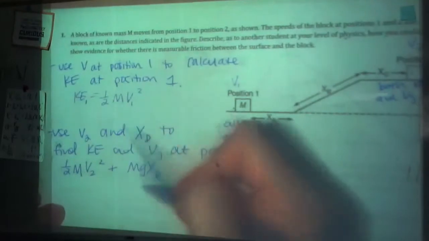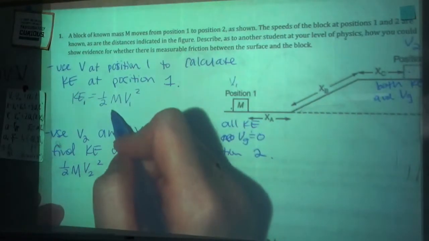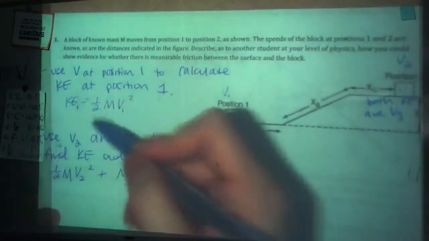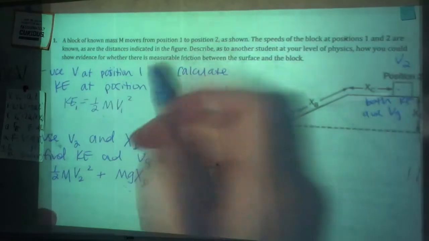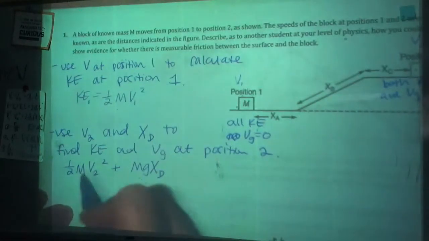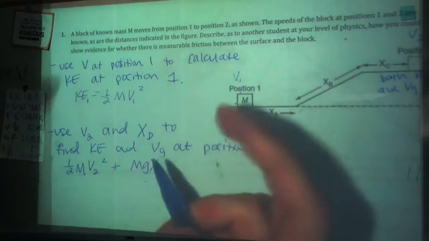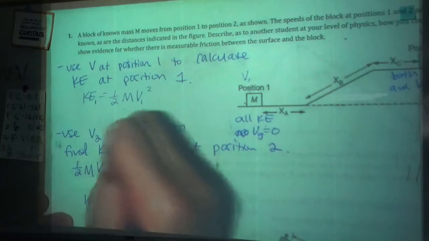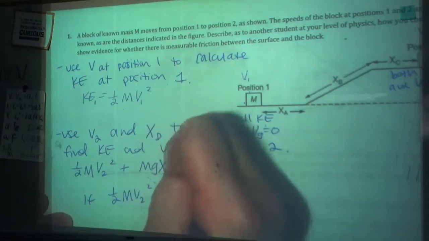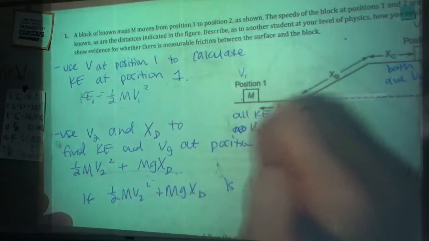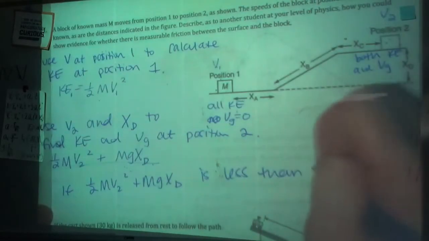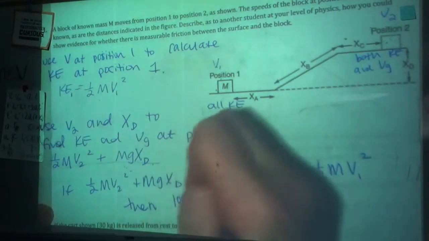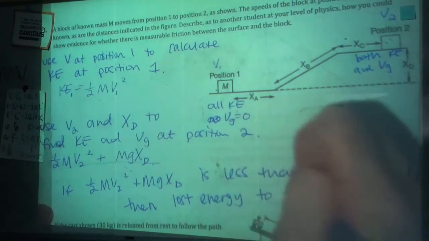And then we would compare these two values. If I start with some energy, in this case all kinetic, and then I end with some energy, well, if these two are the same, then I didn't lose any. And if there was measurable friction, then this one would end up with less, because I would technically be losing some of my mechanical energy into friction. So if 1/2 mv2 squared plus mgxd is less than the kinetic energy at the beginning, the 1/2 mv1 squared, then you lost energy to friction.